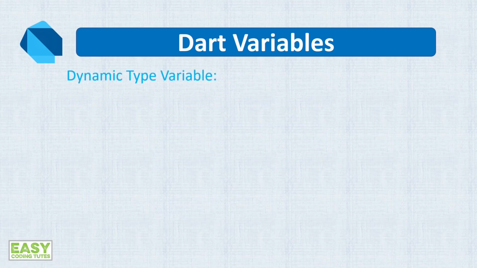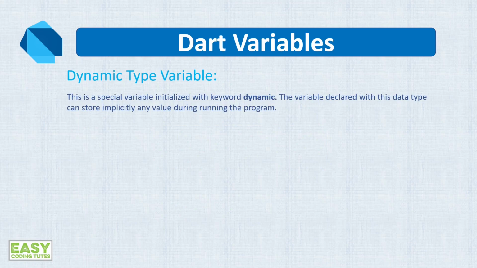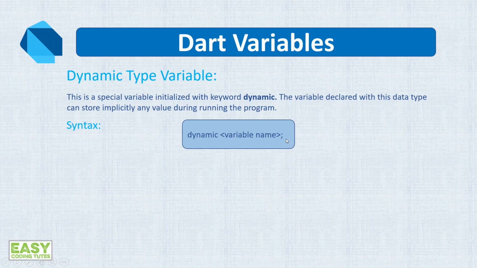Dynamic type variable. This is a special variable declared with the keyword dynamic. The variable declared with this data type can store implicitly any value while the program is running. This is quite similar to the var data type in Dart, but the difference between them is that the moment you assign data to a variable with the var keyword, it is replaced with the appropriate data type. Let's see the syntax. Here we have the dynamic keyword, just like the var keyword, then variable name, and after that a semicolon.